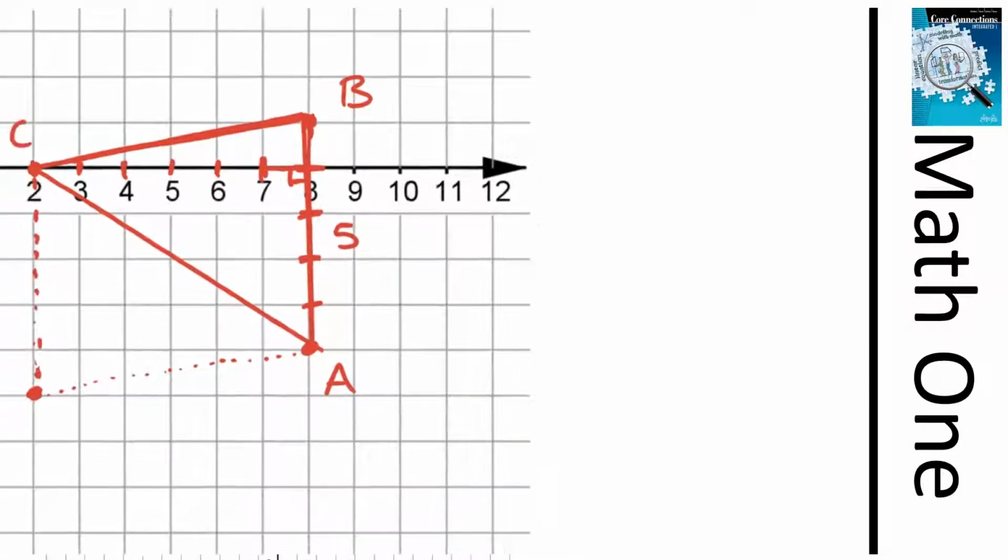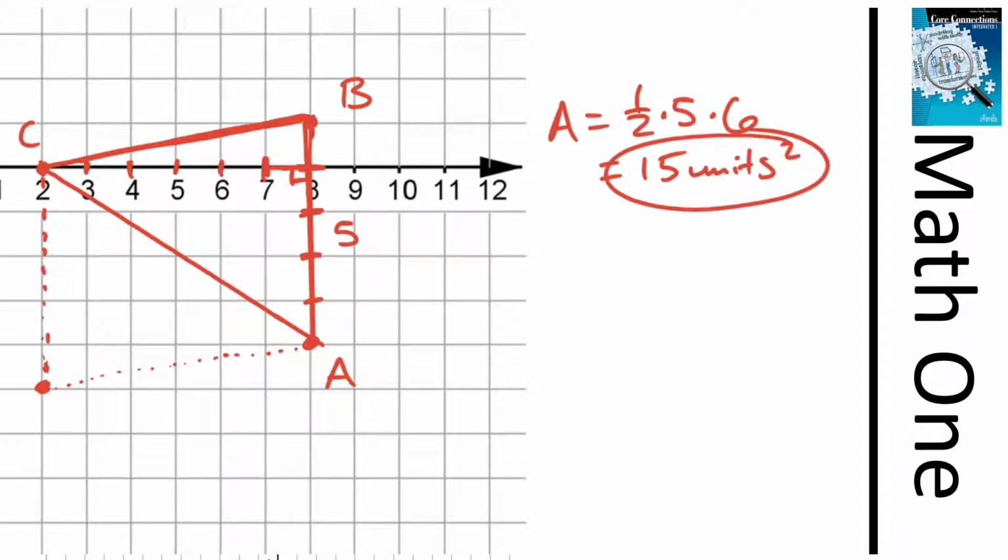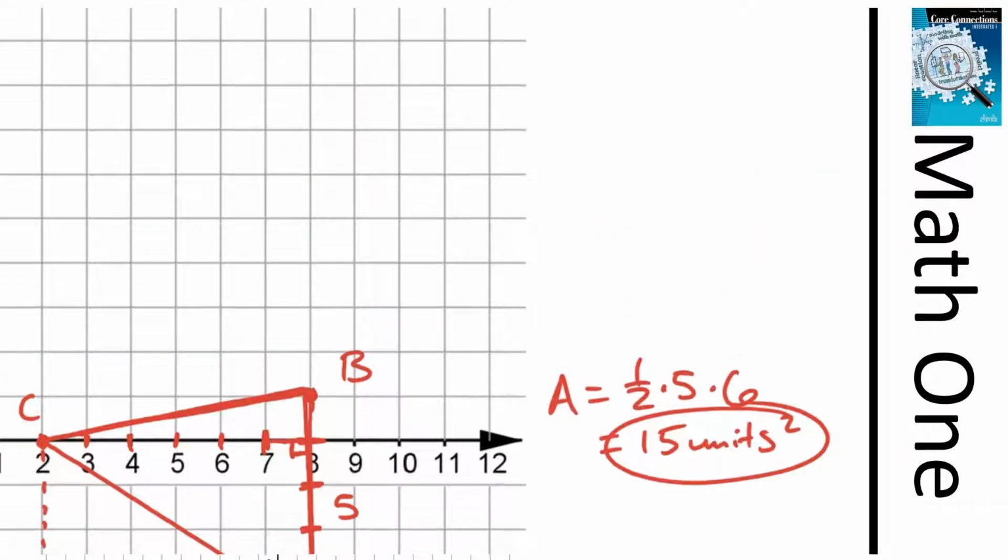So the area of this triangle is 1/2 times the length of this base, 5, times the length of the height, 6. 5 times 6 is 30, and 1/2 of 30 is 15. So the area of this is 15 units squared. And that's the answer to part A.